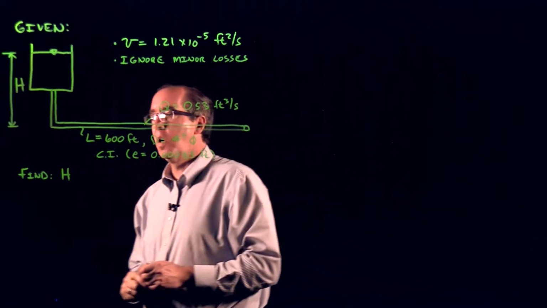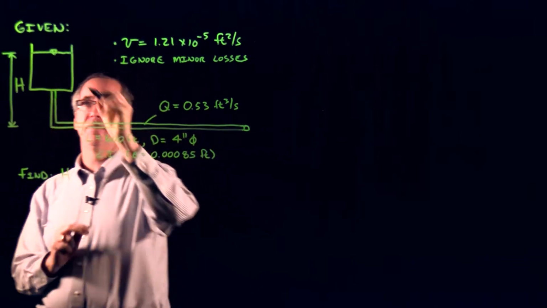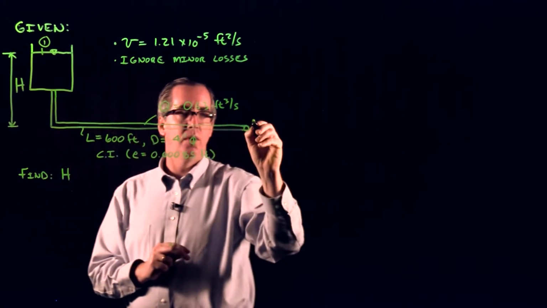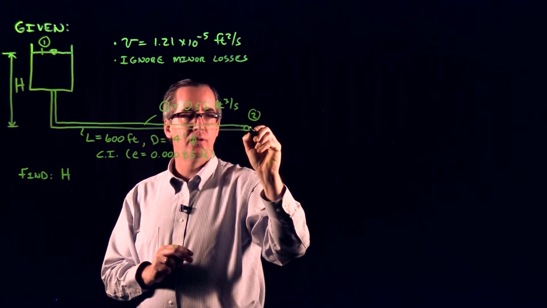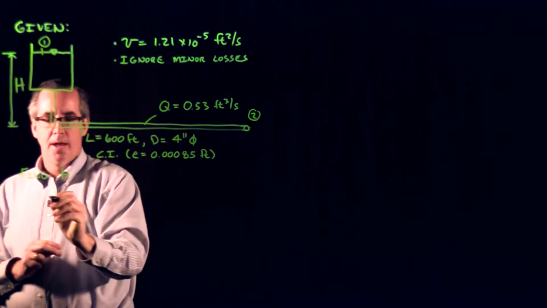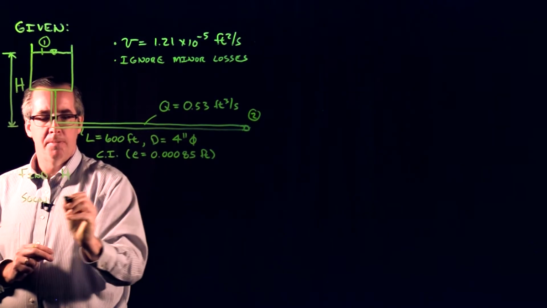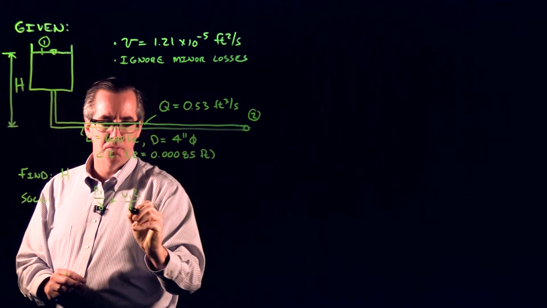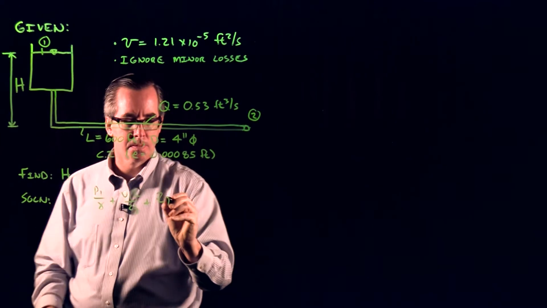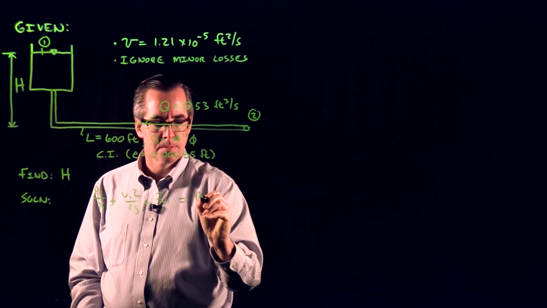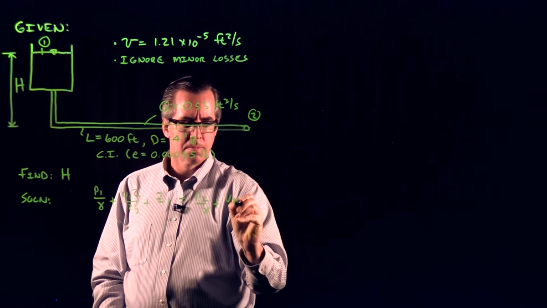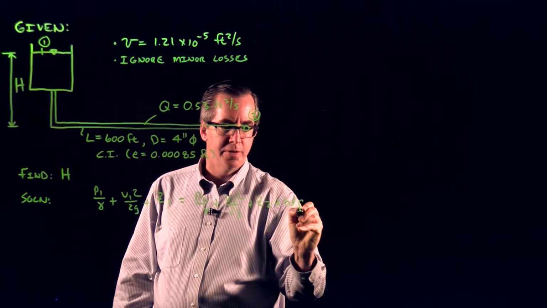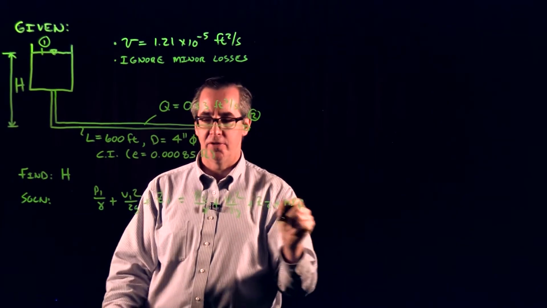Okay? So I'm going to start by defining what my reference points are for the energy diagram. So I'm going to use this free surface as point 1, and point 2 will be the point just outside the pipe. Okay? And I'm going to start my solution by just writing the Bernoulli equation in its general form for those 2 points. Okay, and again, I don't have the minor loss term, I'm just going to have the friction term.